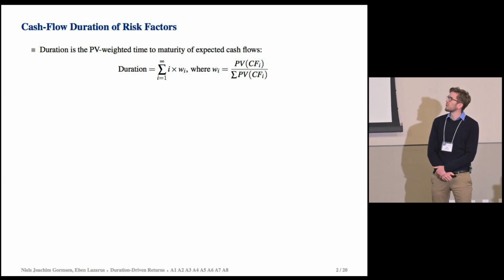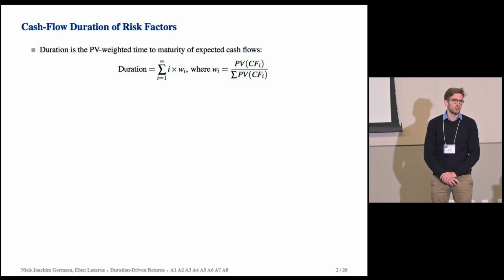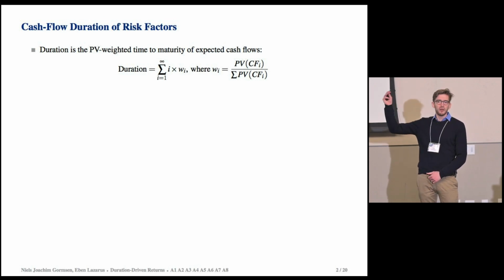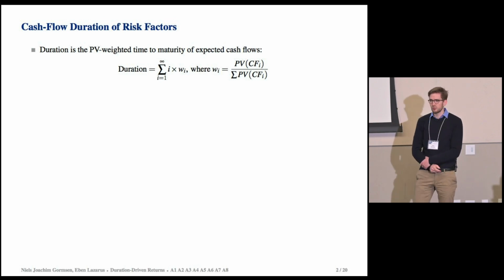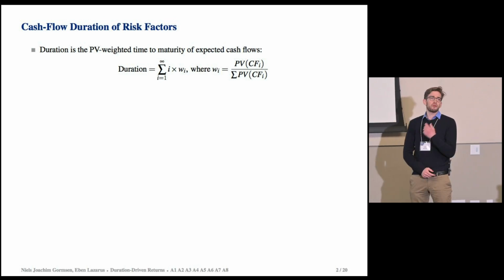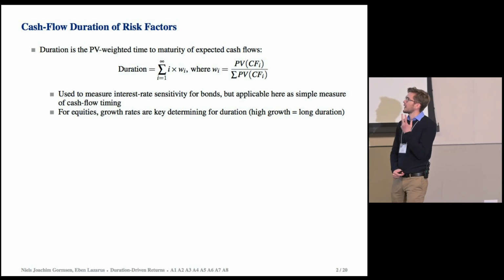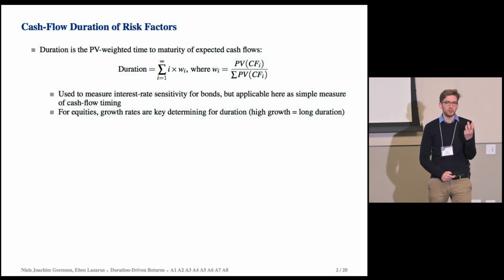But first, duration. We know from the fixed income literature that it's defined as the value-weighted time to maturity of an asset's future cash flows. So you take how many years into the future each cash flow is paid out and multiply it by how large it is relative to the other cash flows, the relative present value. In the fixed income literature, you often think of duration as a measure of interest rate sensitivity, how much prices move when interest rates move. We're going to keep that in the back of our mind here, that duration captures how sensitive assets are to changes in discount rates.